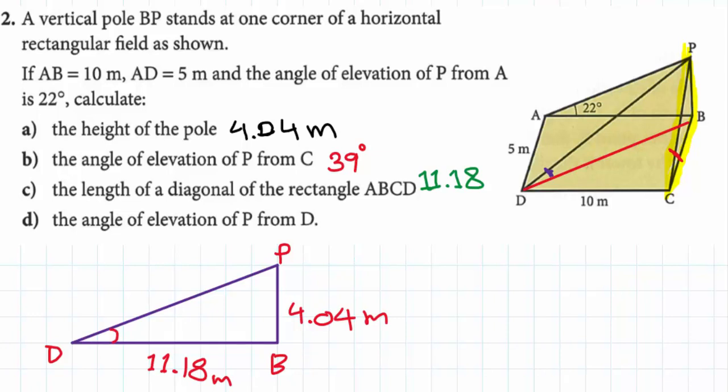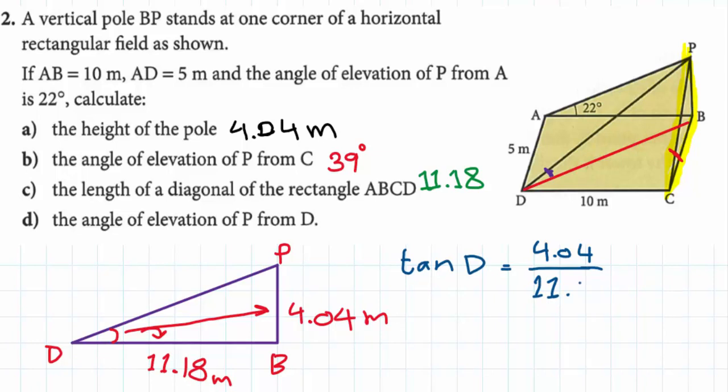Now we need to find this angle. According to this angle, which sides are given? This is the opposite and this is the adjacent. We have to use tan to find this missing angle. Now tan of angle D is equal to opposite 4.04 over adjacent, which is 11.18.